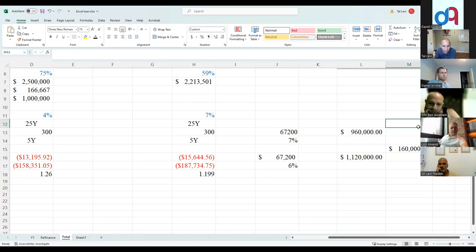This is why, by the way, you raise rent, not because that's the main reason. In commercial, we're talking about commercial, this is the main reason you raise rent. Rent equals value.